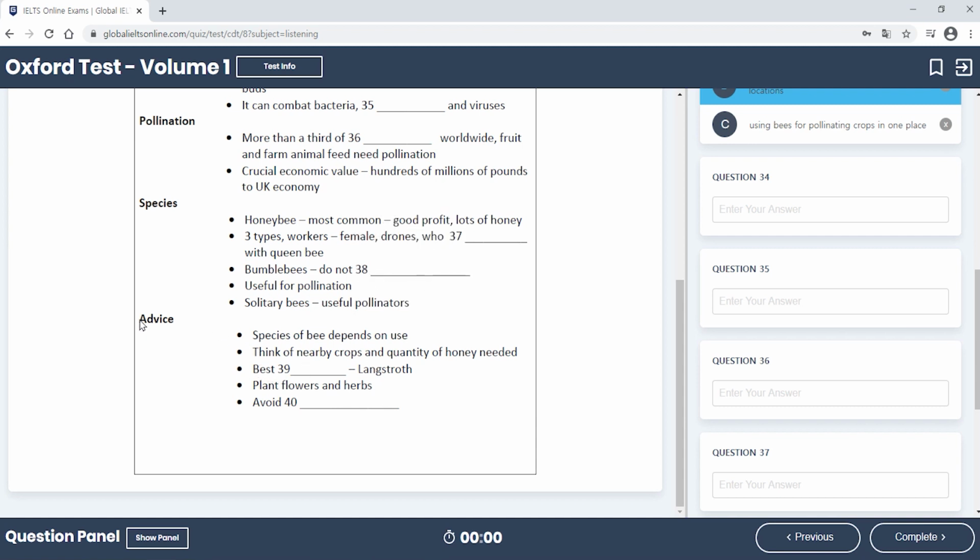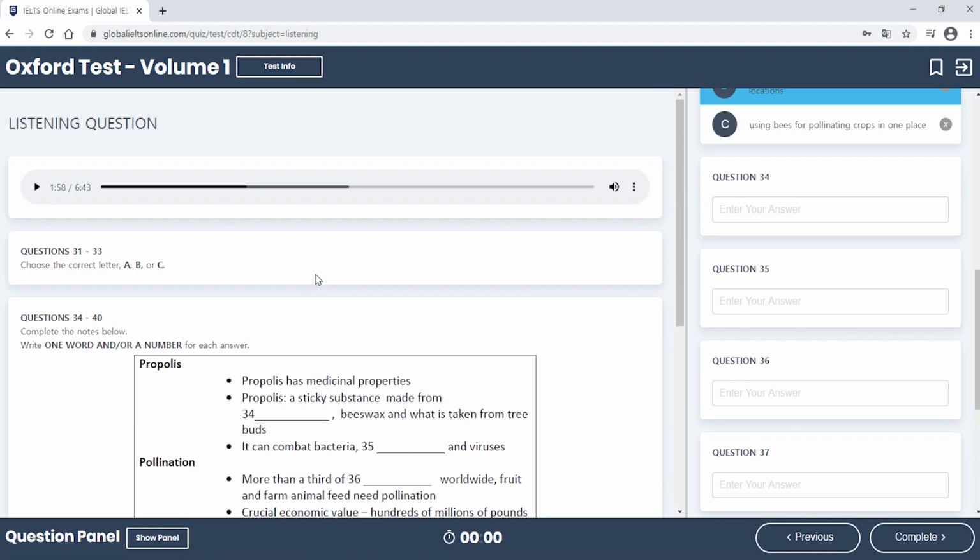We go down to 39, we've got the advice section. Think of nearby crops and quantity of honey needed. Best something Langstroth. This is a strange word here, Langstroth. I'm guessing this is the name maybe of a researcher. So my guess would be that this is going to be some kind of book that he's recommending, maybe like Best Beekeeping by so-and-so Langstroth. So that's what I'm thinking is going to go here. And then plant, flowers, and herbs, avoid doing something here. Okay, so I'm not quite sure. This is quite an open one that could go down here. Okay, so let's listen and see what they say.